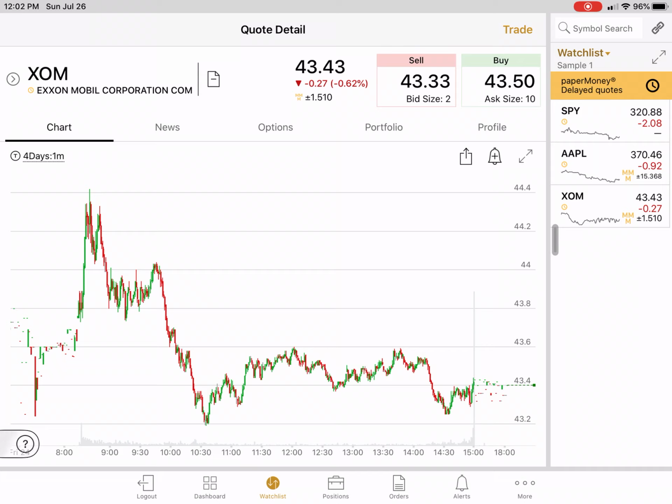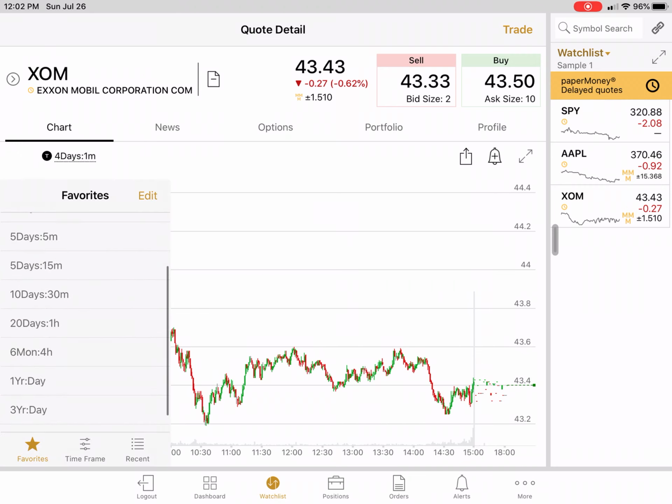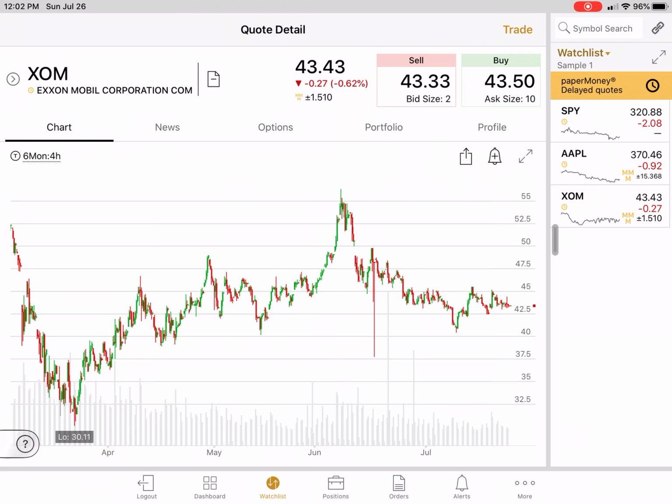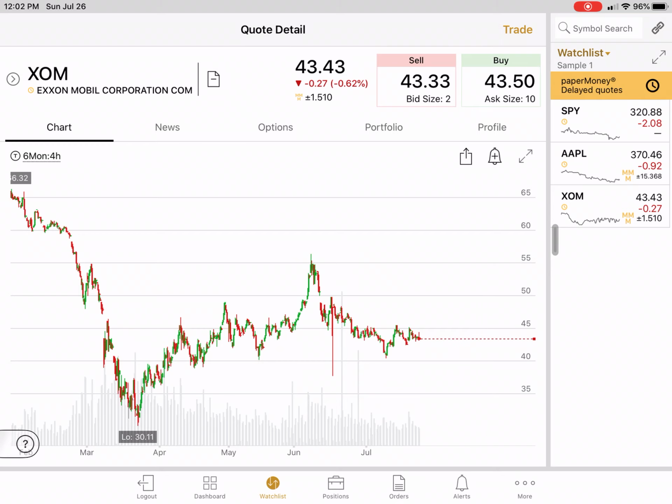So what I will do now is change the chart period to, say, 6 months. Now these are the prices that Exxon has seen within the past 6 months. I'm willing to buy, but it would be nice if I could buy it a little bit cheaper and hopefully make some money along the way.